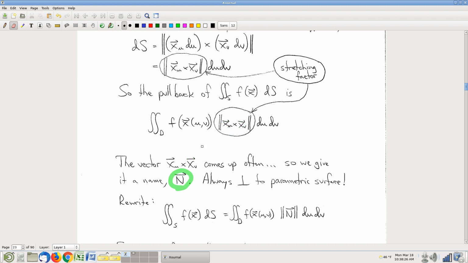So rewriting with that in mind, this stretching factor now looks like this. Keeping in mind that is that. Okay, so that's one comment.